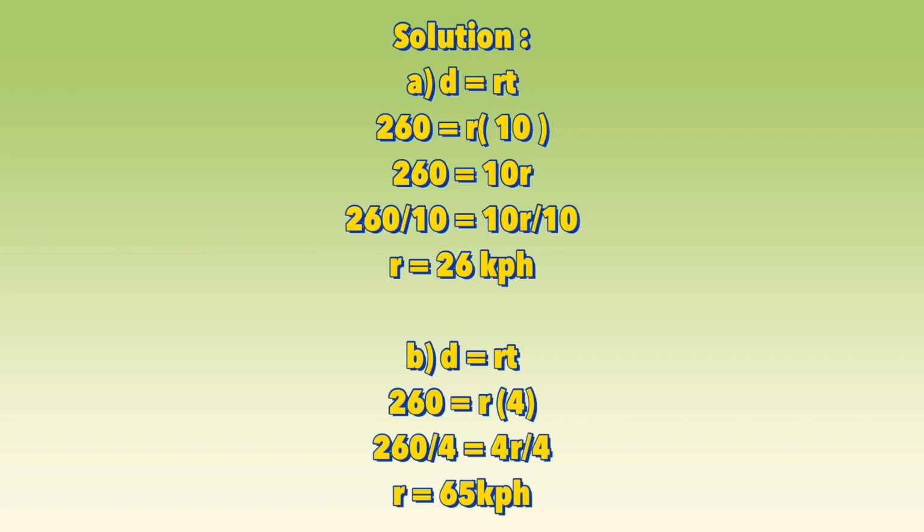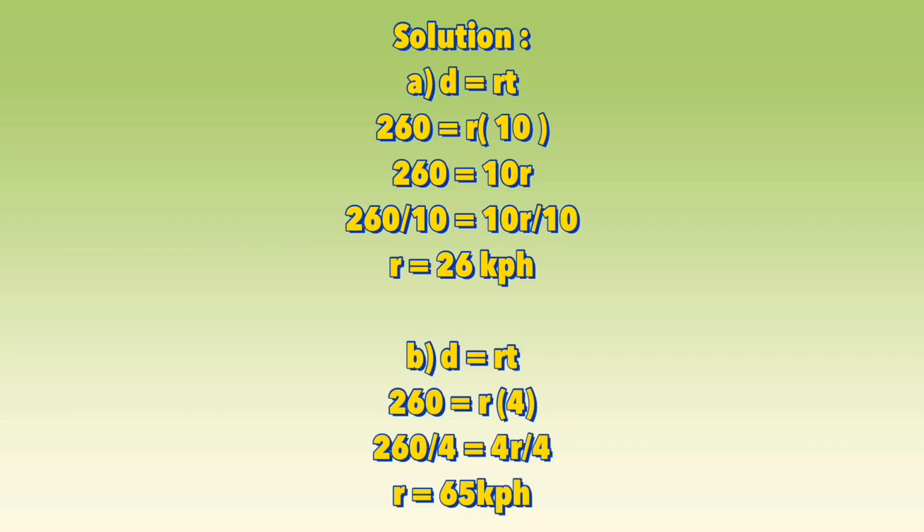For letter B, the same formula that we're going to use, D equals RT. D is 260, the distance, equals 4 times R, because for letter B the hours covered is only 4 hours. Then we divide both sides by 4. So 4 divided by 4 equals R, and 260 divided by 4 equals 65. So therefore, the rate for letter B, if Carlo traveled for 4 hours, is 65 kilometers per hour.